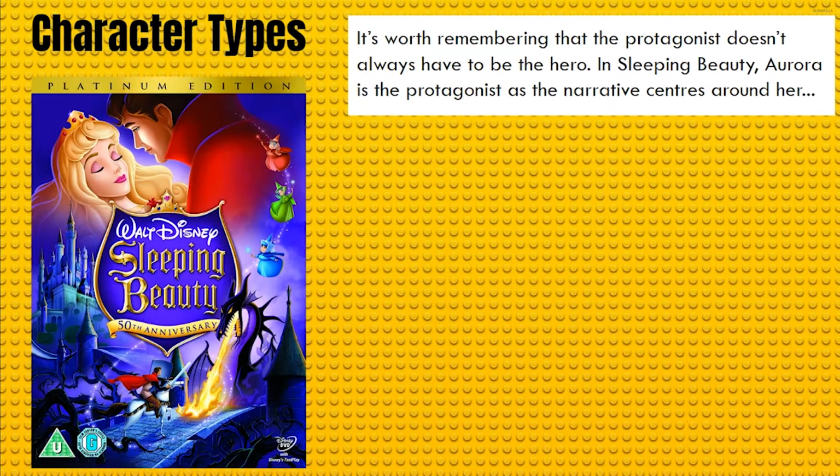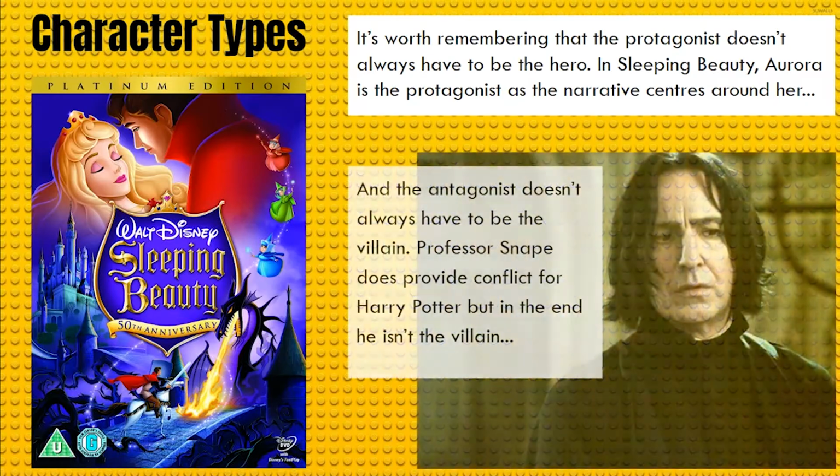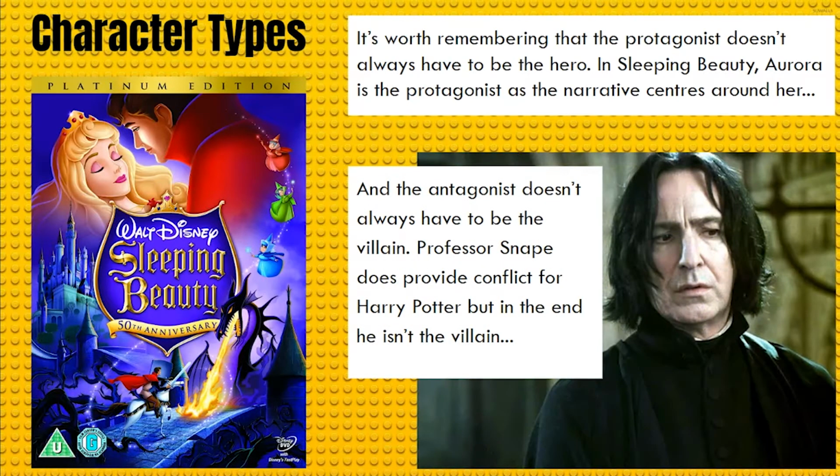It's also worth remembering that the protagonist doesn't always have to be the hero of the story either. In Sleeping Beauty, Aurora is the protagonist, as the narrative centres around her, but she is the one who is saved. And on the flip side of that, the antagonist doesn't always need to be the villain. For example, Professor Snape does provide conflict in Harry's story, but he is not the main villain.